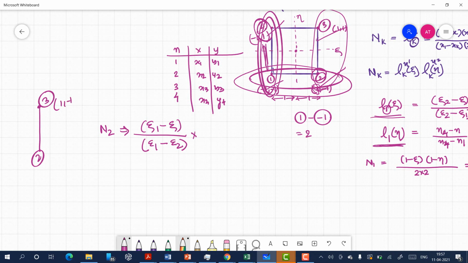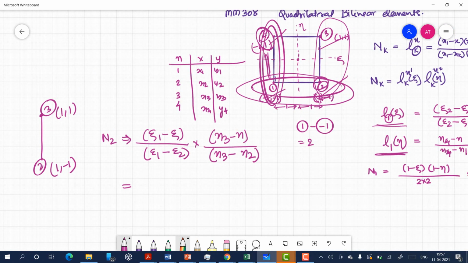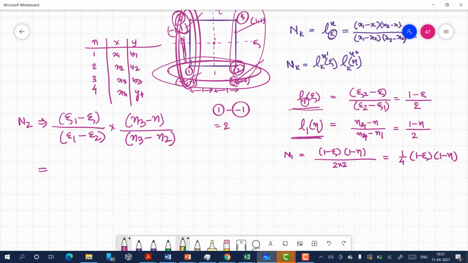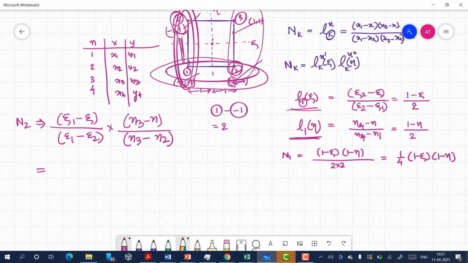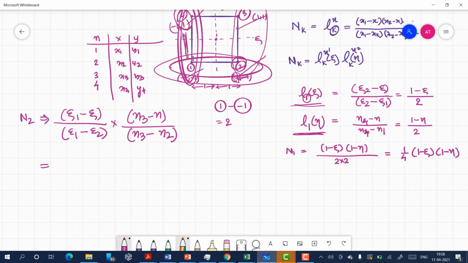The coordinates are 1, minus 1. No, 1, 1. And this one is, eta is minus 1, this one is 1, minus 1. Okay. So we are calculating L1 for eta direction. So we must write eta 3 minus eta divided by eta 3 minus eta 2, right? This will be my shape function at node number 2. So zeta 1 minus zeta. This is embedded in my brain, that's the symbol I always pronounce as eta. Have I written correctly? Yeah.